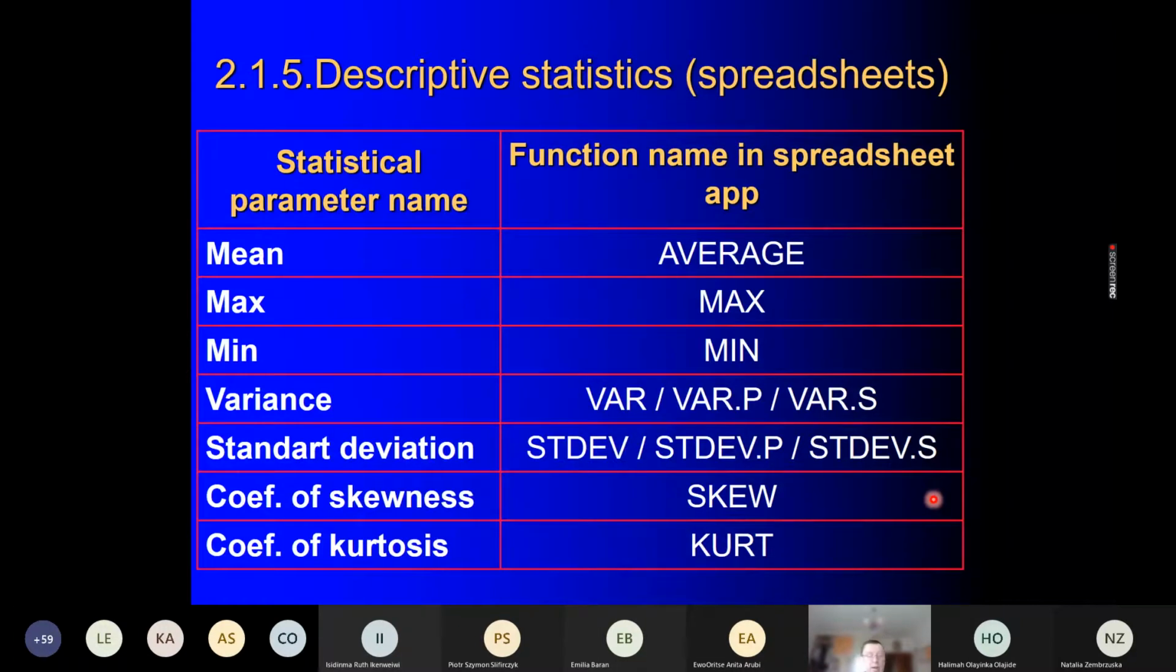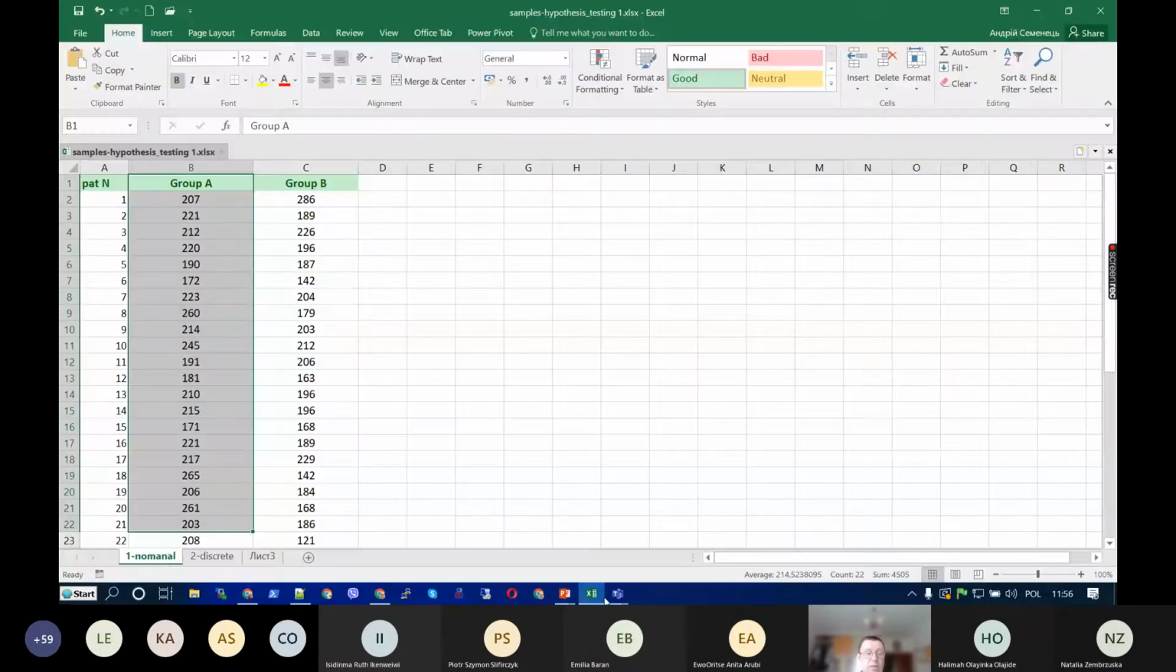And now I will switch for a few minutes to a spreadsheet application and will show you what we can do and how we can make some descriptive statistic analysis with a spreadsheet. Here we have common calculation and visualization. Let's move into our spreadsheet.